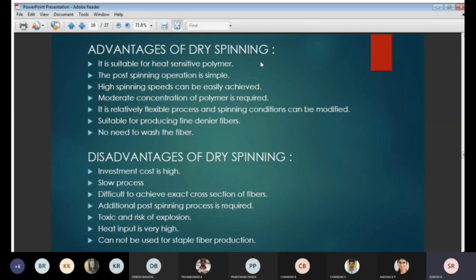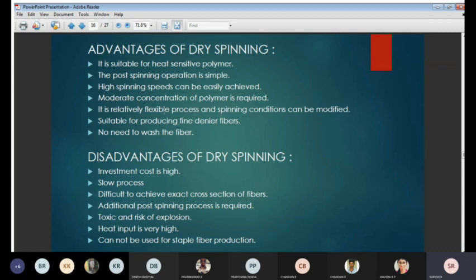Okay, so it is suitable for heat sensitive polymers. Even for heat sensitive polymers, we can use this dry spinning process. The post spinning operation is simple. Once we get the fibers, the post operation is simple in the dry spinning process. High spinning speeds can be achieved easily, so we can get the fibers faster using this process.